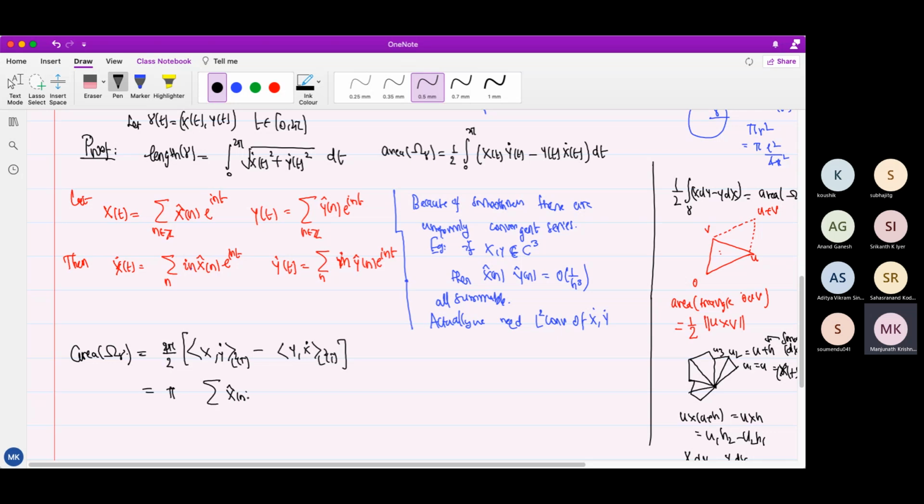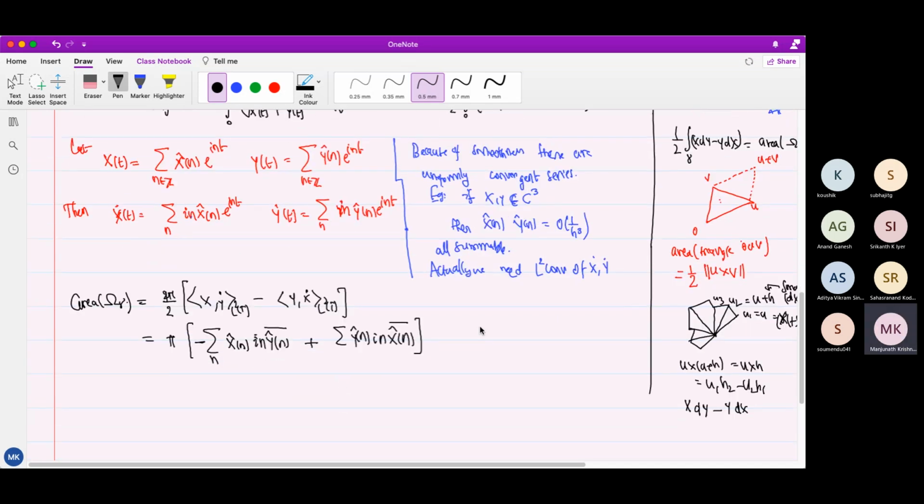the summation of x hat of n and the conjugate of y dot hat of n, by Plancherel. y dot hat of n is in times y hat of n, so I get a minus here, with a conjugate. And then here I will have y hat of n. I get minus in, so that becomes plus in x hat of n conjugate. Okay, so this is what we get by Plancherel.